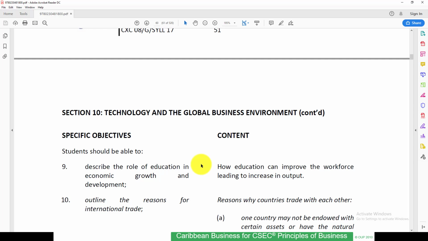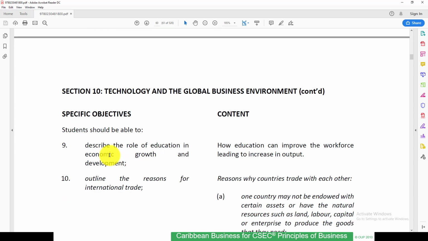So next time we are going to cover the, you know what, let's cover it right now. The role of education in economic development and growth. So let's look at how education can lead to economic growth and development. This one is pretty much self-explanatory. If you have a well-educated population, then that population should be able to produce at a more efficient level because they are more knowledgeable. So the workforce should be more knowledgeable, should be more productive. And as such, that should lead to an increase in output of that country. So that can lead to economic growth.